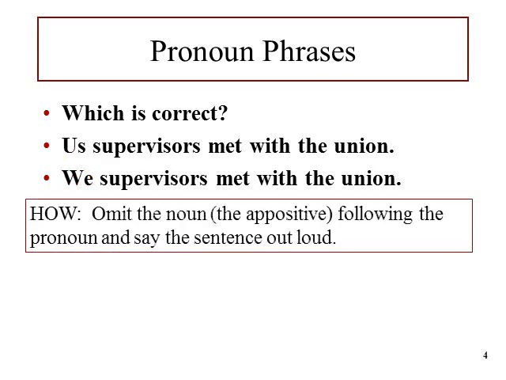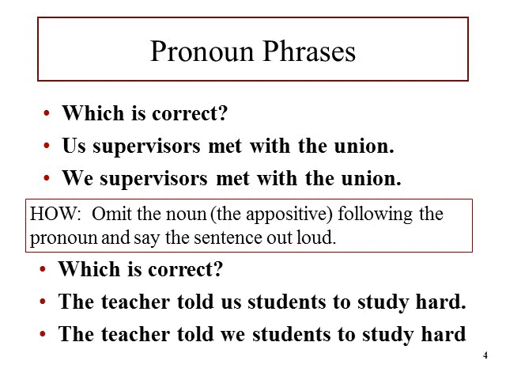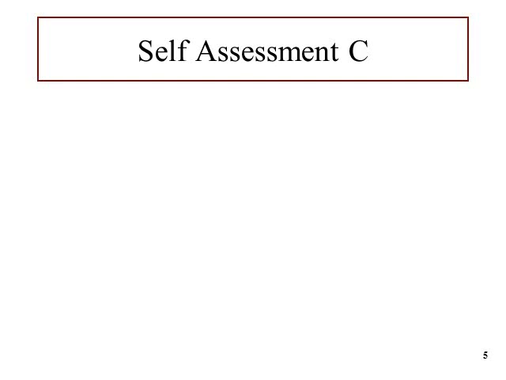So you omit that noun or the appositive, in this case supervisors, following the pronoun, and just say the sentence out loud. Let's try this. The teacher told us students to study hard. The teacher told we students to study hard. Well, where's that appositive? Where is that noun following the pronoun? It's students. Get rid of it. The teacher told us to study hard, or the teacher told we to study hard? Hopefully you know it's the teacher told us to study hard. Let's move on. Give self-assessment C a try and see if you can master these techniques. You may pause this recording.